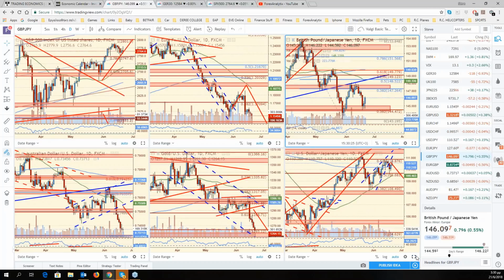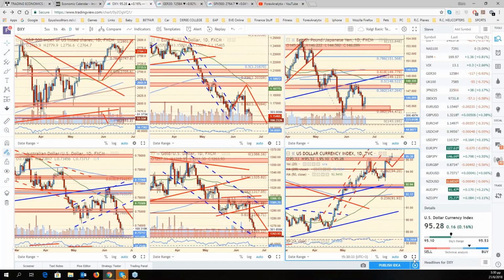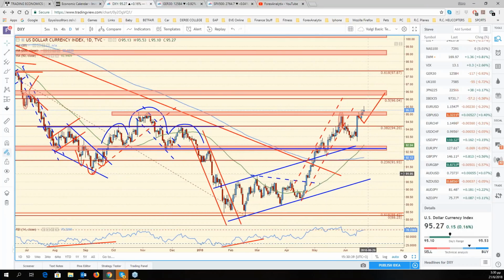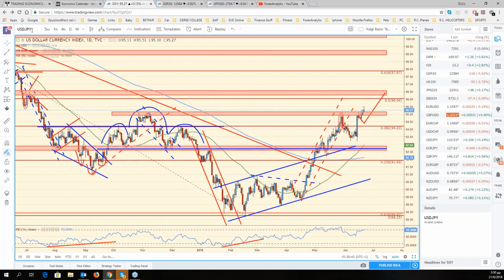Yes, indeed. Let's actually have a look at the DXY since you mentioned it before. No reaction. The dollar index, I look at the dollar yen, it's just sitting there. It's not doing anything. Hey, one other chart really quick before I let you take over.